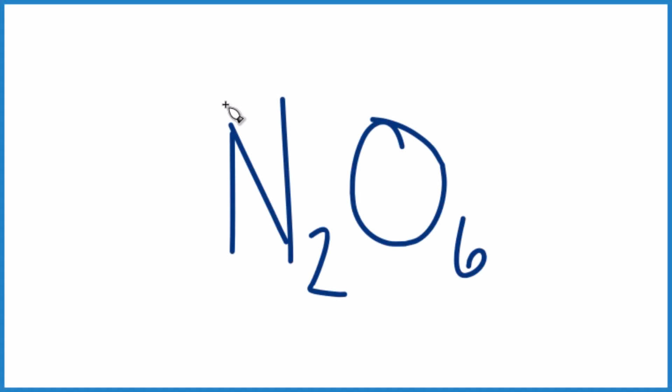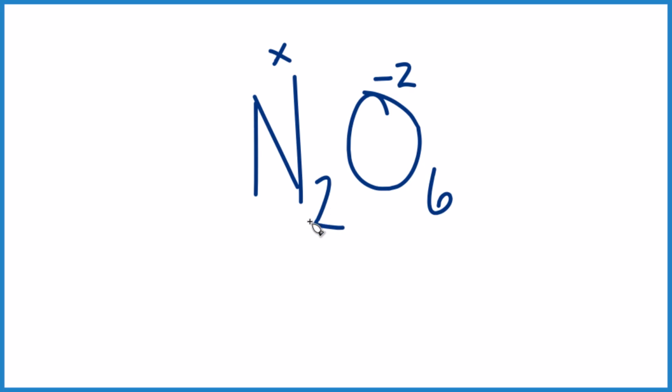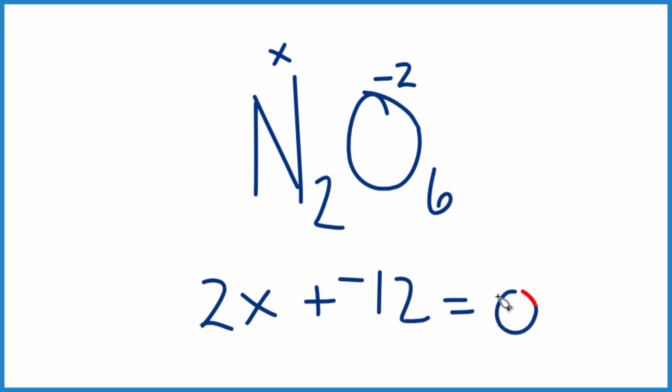So if you were asking me about N₂O₆, what's the oxidation number, especially on the nitrogen here? So oxygen, that's always going to be -2 with just a few exceptions, like in peroxide, H2O2, but it's almost always -2. For the nitrogen, we don't know, so let's just call that X, and we'll just work this out. So 2 times X plus 6 times -2, that's -12, and that's going to equal 0 because it's a neutral compound.